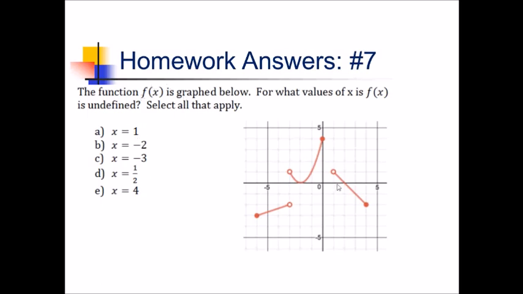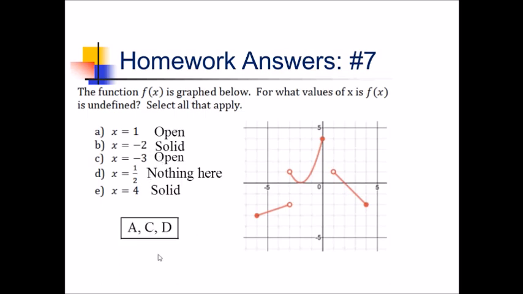So for the x value 1, right here, we have an open dot, so that's going to be undefined. For -2, that is a solid line, so that's defined there. For -3, open dot, 2 open dots, either way, undefined. 1/2, that's right in here. There's actually nothing there at all, open or solid, so that counts as undefined. It's not defined for that spot. And for x equals 4, we have a solid dot down here, so that's defined. So then we're going with A, C, and D. Those are the places where we don't have something solid.